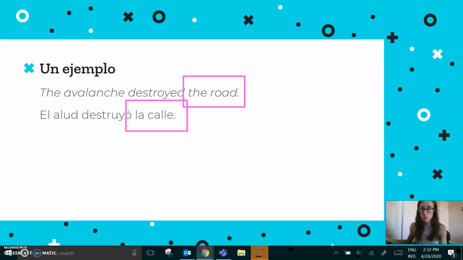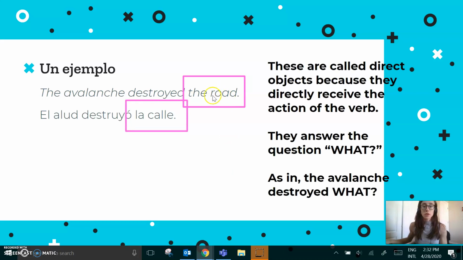You get the drift. I'm repeating myself over and over again. So that's why we have direct object pronouns, which replace our direct objects. Okay? So these are direct objects because they are directly receiving the action of the verb. What was destroyed? The road. Okay? And then they answer that question.